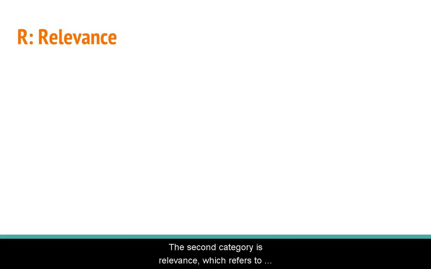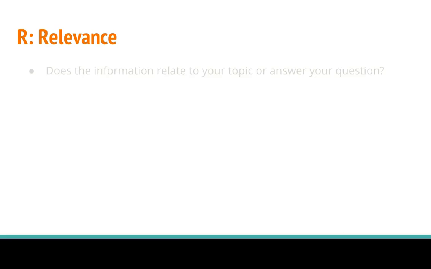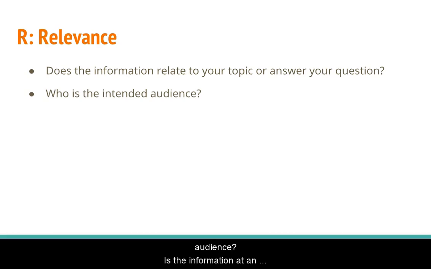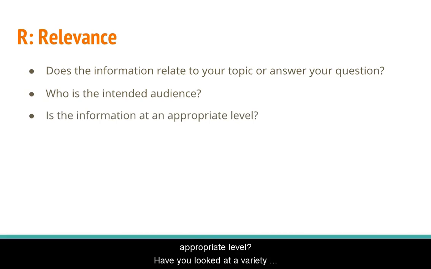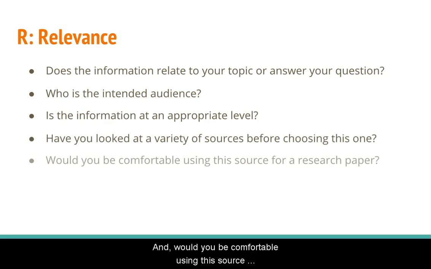The second category is relevance, which refers to how well the source relates to your topic. These questions will help you to determine the source's relevance. Does the information relate to your topic or answer your question? Who is the intended audience? Is the information at an appropriate level? Have you looked at a variety of sources before choosing this one? And would you be comfortable using this source for a research paper?